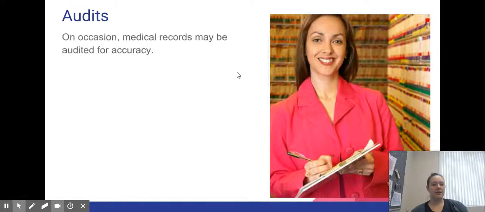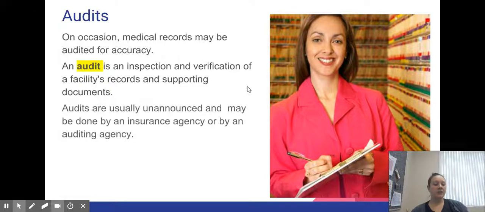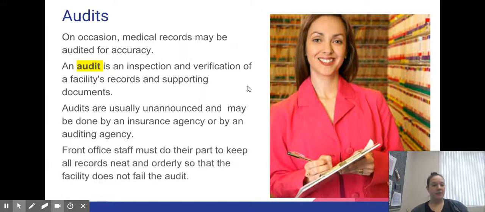So audits. On occasion, medical records may be audited for accuracy. An audit is an inspection and verification of a facility's records and supporting documents. Audits are usually unannounced and may be done by an insurance agency or by an auditing agency. So you don't know when it's happening. It's a surprise, and so you should just always be ready for it. Front office staff and technicians included must do their part to keep all records neat and orderly so that the facility does not fail their audit. There can be serious consequences to failing an audit.